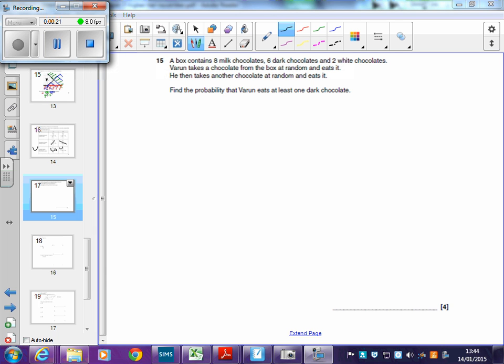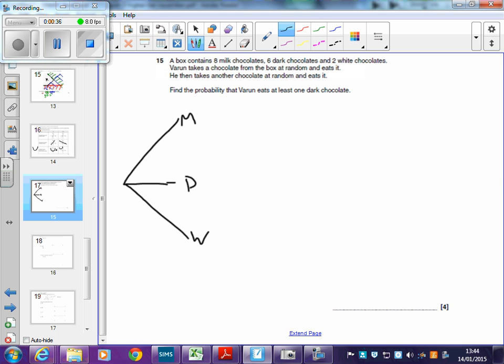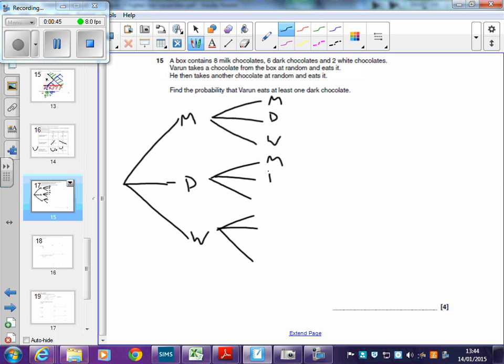It's going to have quite a few branches because it's a 3 followed by a 3, but let's go for it anyway because it's a 4-mark question. So we've got milk, dark, and white, and from each of those there are 3 branches coming out: milk, dark, white, each time.